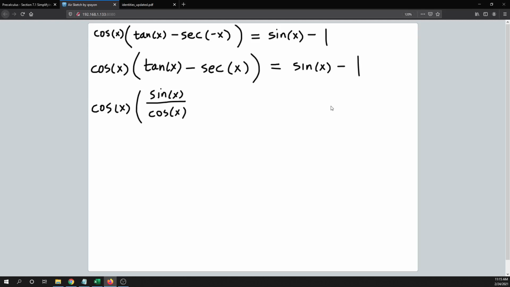So tangent is sine over cosine. Secant is 1 over cosine. All right, and so that is an example of one of the things that is sometimes a good thing to do, and that is express all of the other trigonometric functions in terms of sine and cosine.